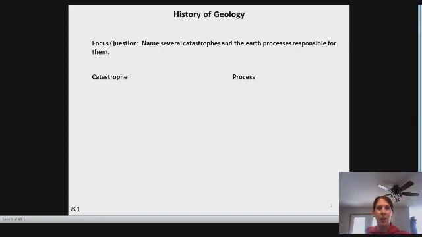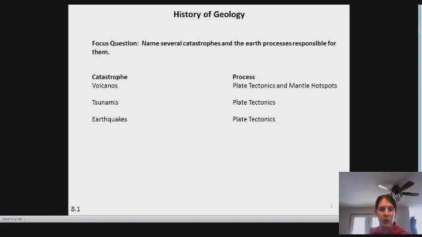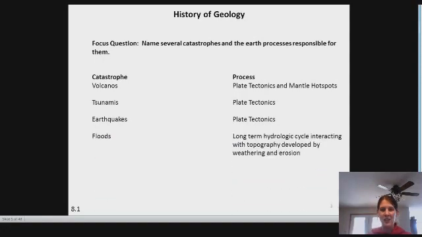The first question is, name several catastrophes and the Earth's processes responsible for them. So we've got volcanoes, and the process responsible for them are plate tectonics or mantle hotspots. We also have tsunamis, also caused by plate tectonics. Earthquakes, also caused by plate tectonics. Floods are long-term hydrologic cycle events interacting with topography developed by weathering and erosion. So this is really that relationship between the hydrologic cycle and your current landscape. And these floods can then change the landscape, affecting how that hydrologic cycle continues to interact with that region throughout history.